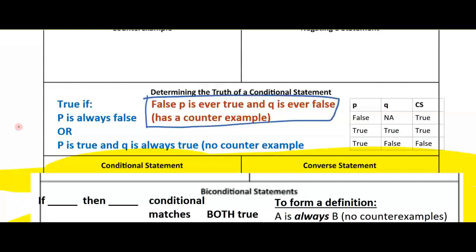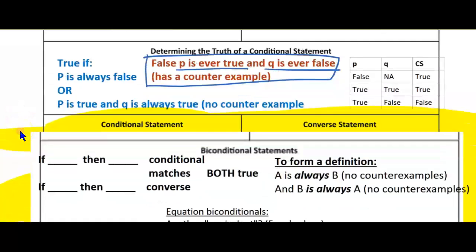It's false if P is true and Q could be false. So if our hypothesis could ever be true and our conclusion could ever be false, in other words, if I could have a counterexample. Counterexamples make conditional statements false. So whenever we're finding a counterexample, that's making our statement false.